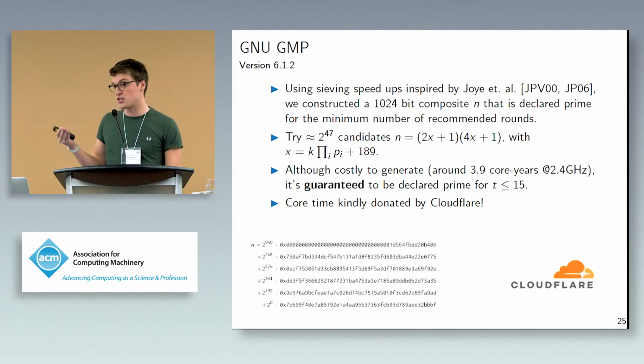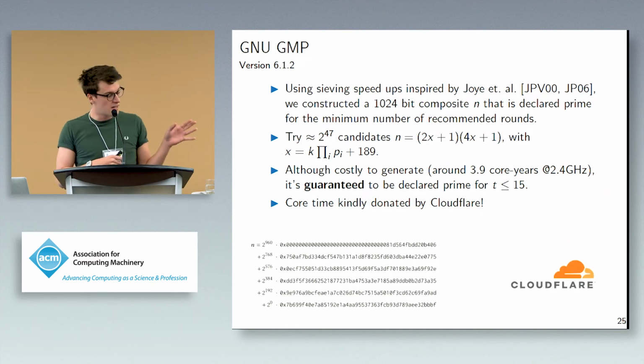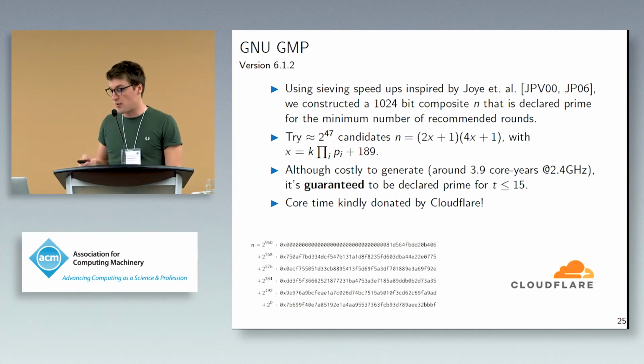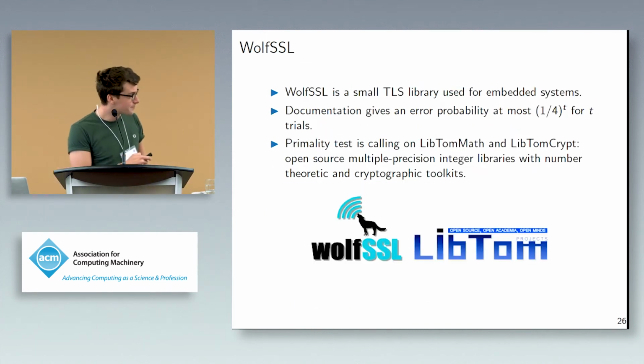So although this was quite costly to generate, we had to do trial 2 to the 47 candidates, which took just under 4 core years of computation. We managed to find it, and here it is at the bottom. And we'd like to thank Cloudflare for kindly donating the server time.